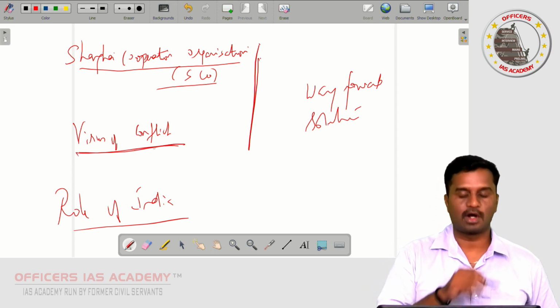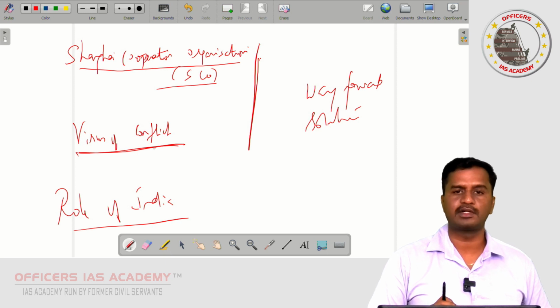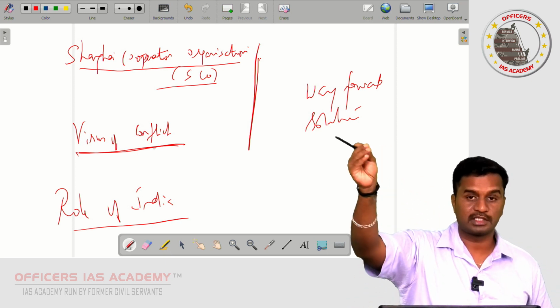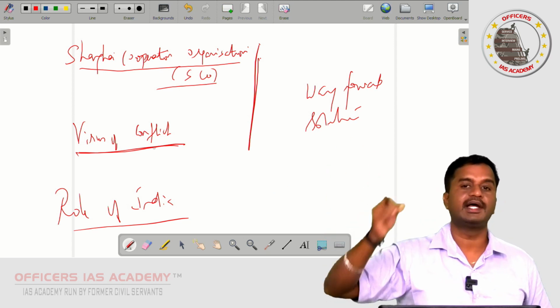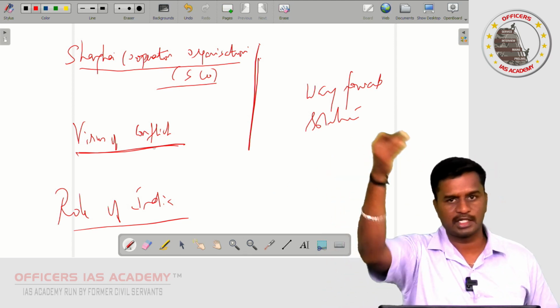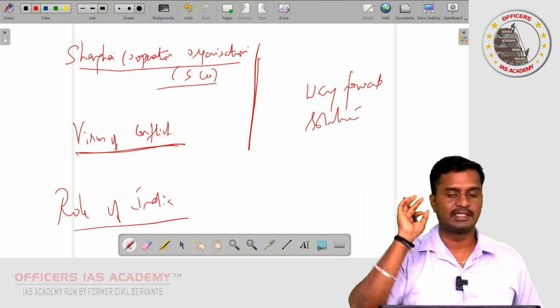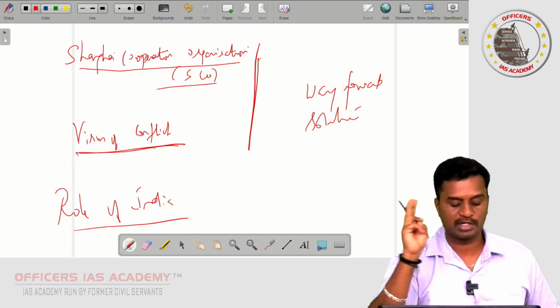Next, virus of conflict. This is the body of the answer. This is very important. You have to write conceptually across different dimensions. Now what are the dimensions? Important ones: political, economic, defense, along with social, cultural and geographic. The three dimensions, economic, political and defense, are very important.